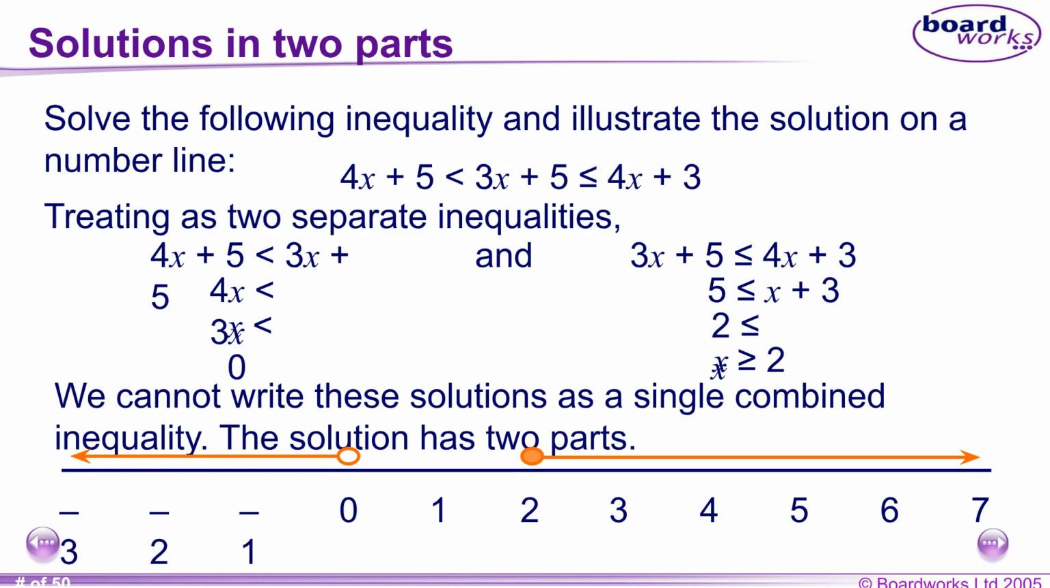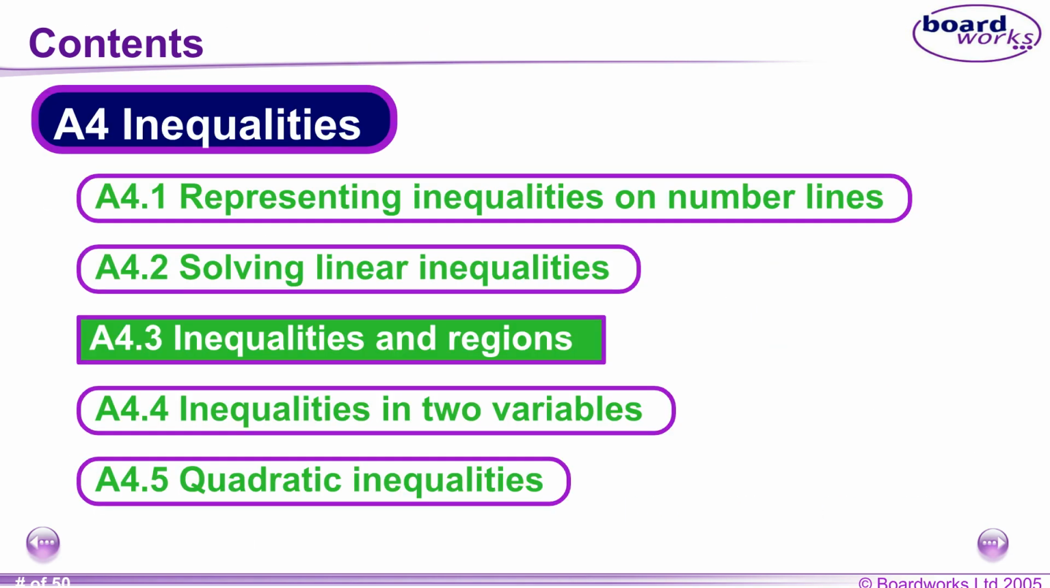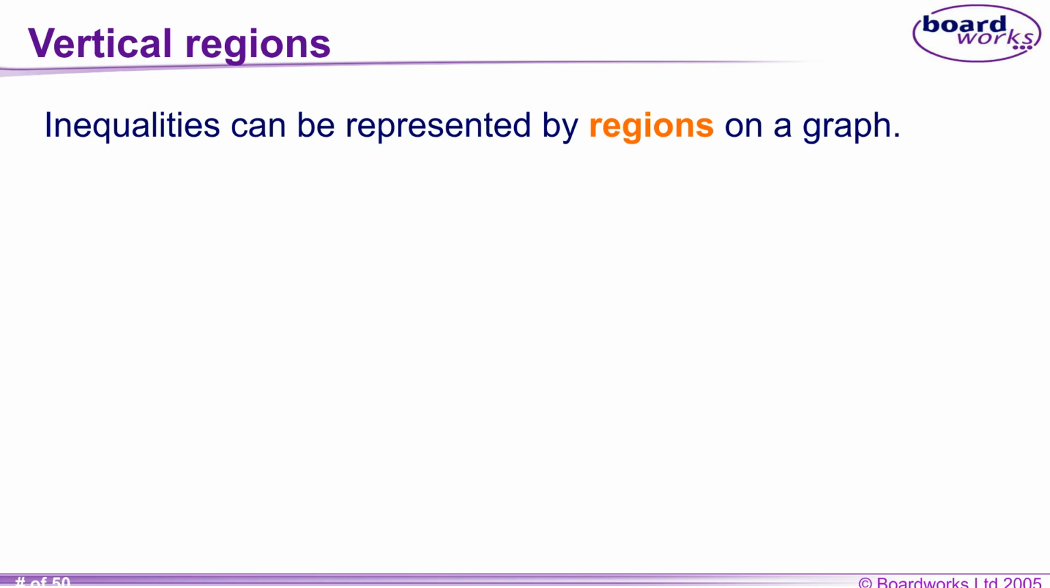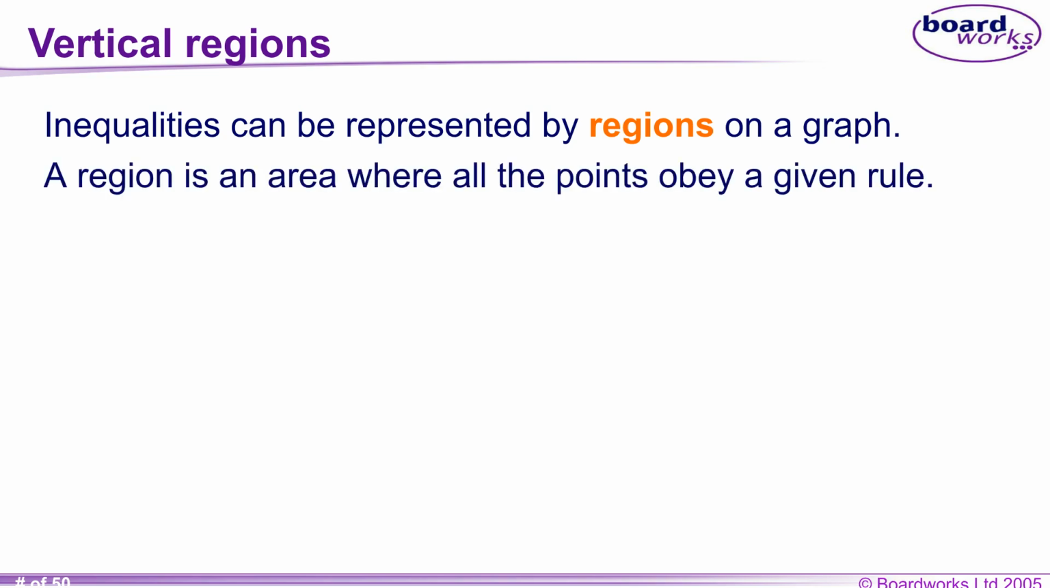The solutions are x < 0 or x ≥ 2. This is illustrated on the number line. We are now moving on to the section covering inequalities and regions, including vertical and horizontal regions. Inequalities can be represented by regions on a graph, which is an area where all points obey a given rule.